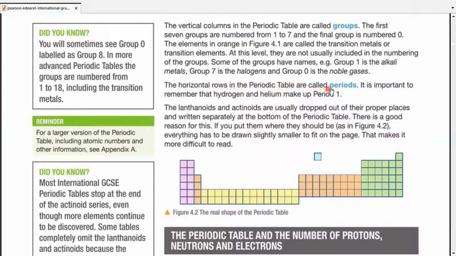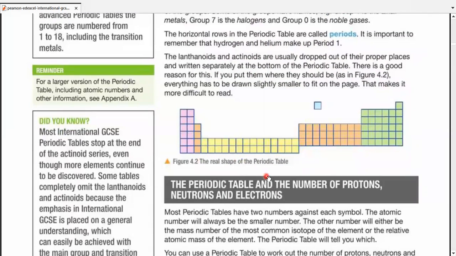So the horizontal rows are called periods. Remember that hydrogen and helium are the only 2 elements in period 1. Lanthanoids and actinoids are usually dropped out of their proper places and written separately at the bottom of the periodic table. There is a good reason for this, because if you put them where they should be, the periodic table would be much bigger. These 2 lines would disturb the entire periodic table, and it would be much more difficult to read. So to make it easy, we have taken them out of the table and combined the rest.